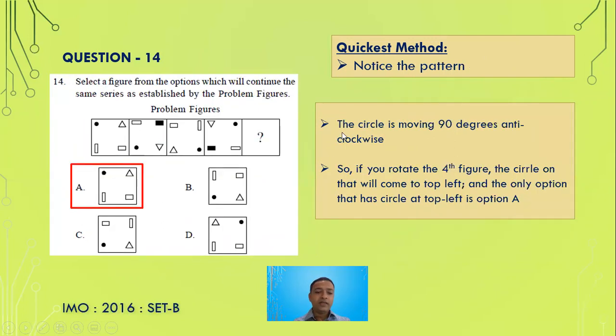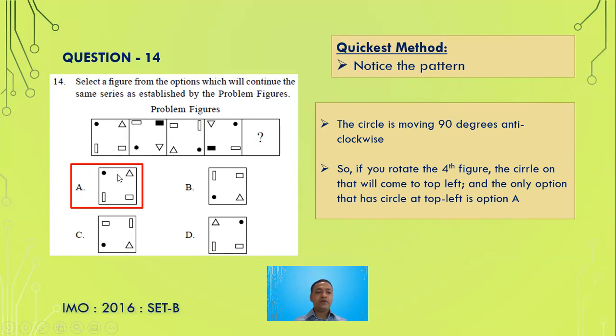Okay, question number 14. Select a figure from the options which will continue the same series as established by the problem figures, isn't it? So here you have to notice the pattern. And if you notice, one pattern is that the dot is moving 90 degrees anti-clockwise. So dot is here. Then if you move this anti-clockwise, the dot will come down. Again, move this anti-clockwise 90 degrees, the dot will come here, isn't it? Again, you move this anti-clockwise 90 degrees, the dot will go there. Again, for this, you have to move the dot 90 degrees anti-clockwise. That means the dot is going to come here again.